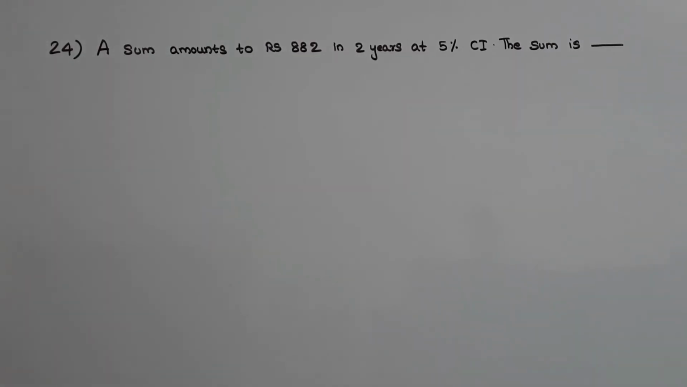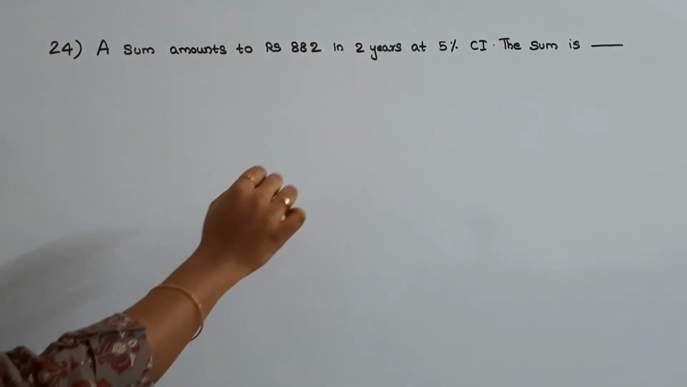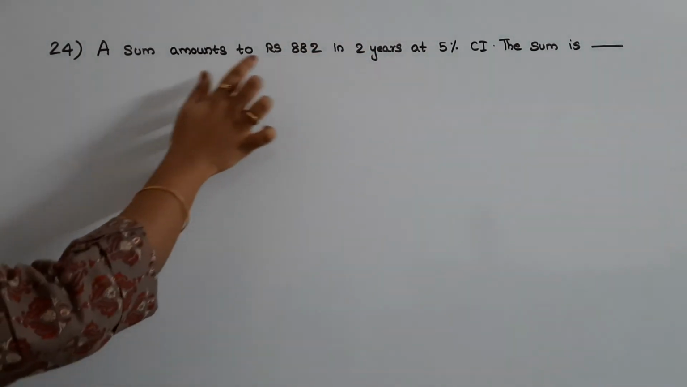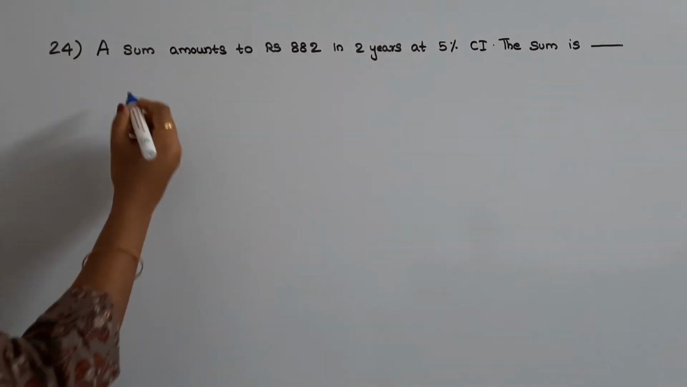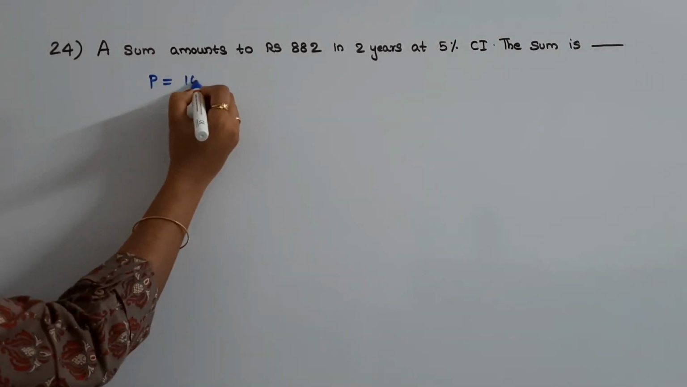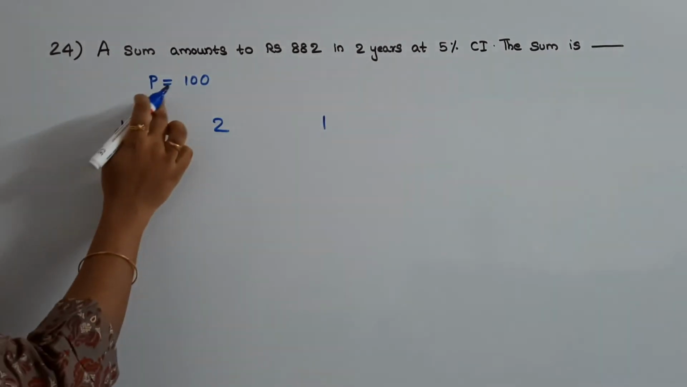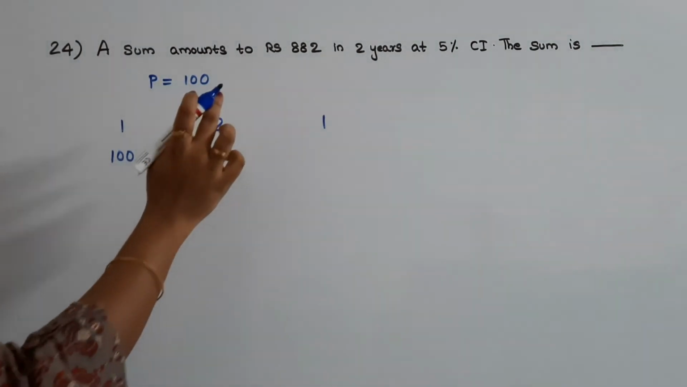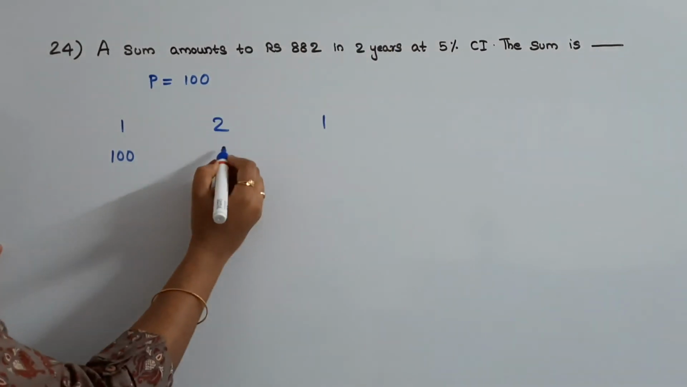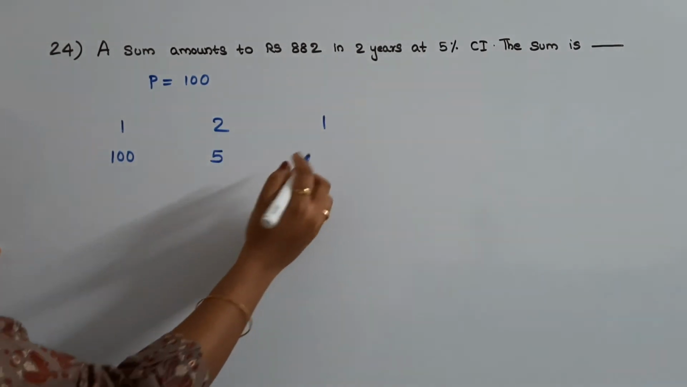The next question is, a sum amounts to rupees 882 in 2 years at 5% compound interest. The sum is. So in this question the amount is given, the time period is given, and also the rate is given. We need to find out the principal. Since we don't know the principal, let us assume the principal as 100. Now the time period is 2 years. So write 1, 2, 1. Below this one write the principal, that is 100. Below this 100 into r by 100, 100 into 5 by 100, that is equal to 5. Below this one, 5 into 5 by 100, that will be equal to 0.25.